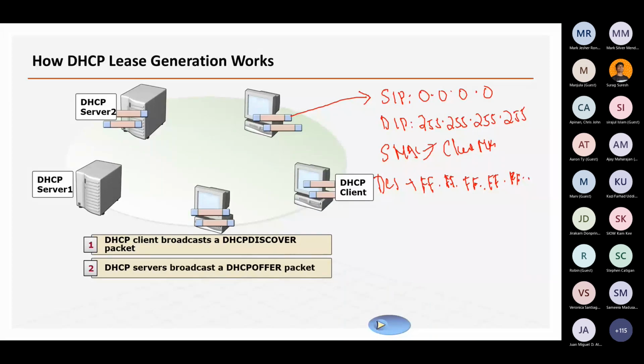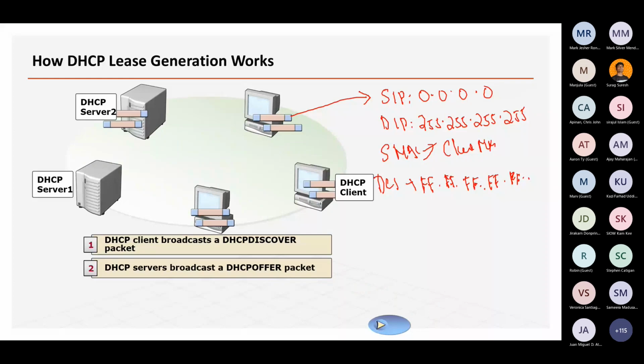Now, in the first case, the DHCP discover packet, all the workstations that are not the DHCP server will discard that packet. Only the DHCP server will respond. Everyone in the network has received a DHCP discover packet, but they will not respond to that discover packet.